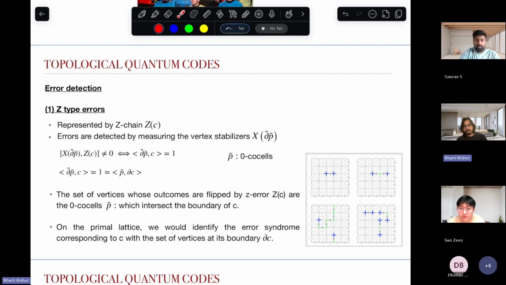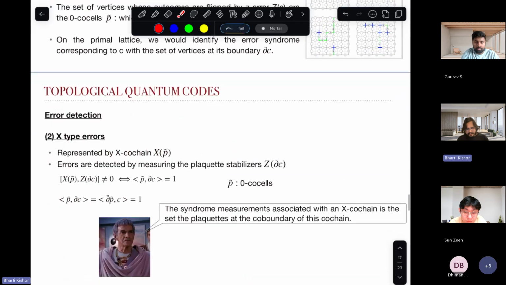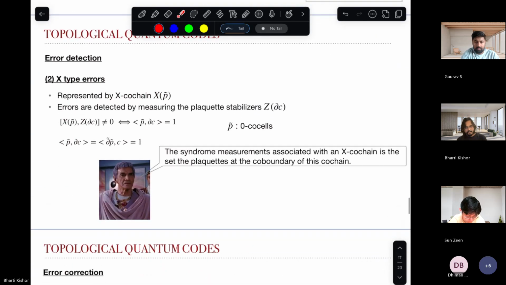So I hope you can make sense of this. Okay, so next, a similar thing you can do for the X type errors. You do the same analysis and you say the syndrome measurement associated with an X error is the set of plaquettes at the co-boundary of this cochain. So always the operators which are at the boundary will click and give you what error has occurred.